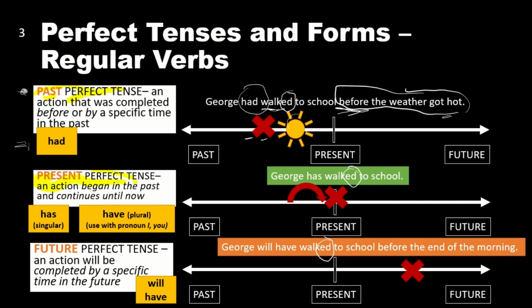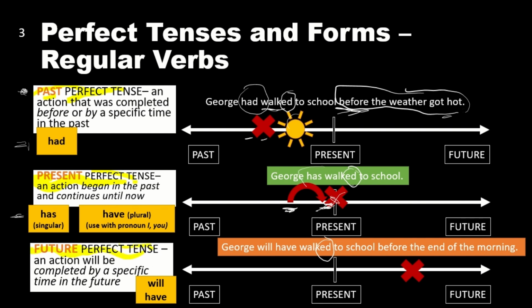Present perfect tense, an action began in the past and continues until now. So when I look at my timeline and I look at my sentence, what do I have? I have George has walked to school, because what are my helping verbs? They're down here. I have has for singular, have for plural. So George has walked to school. This present perfect is letting me know that the action started in the past, but it was completed in the present moment. Last but not least, we have the future perfect tense.